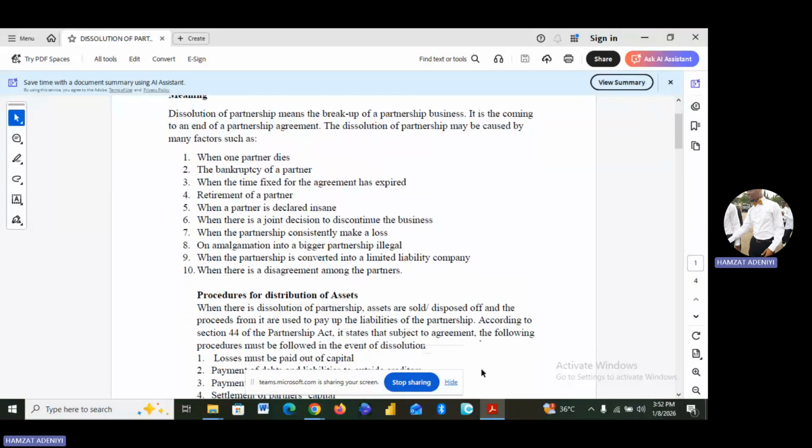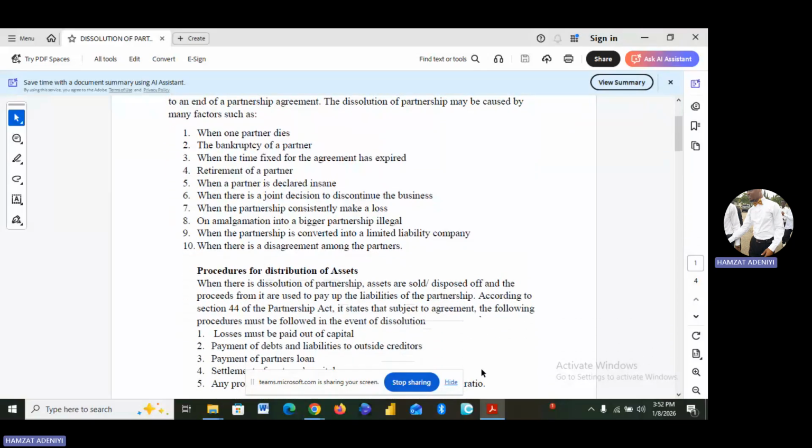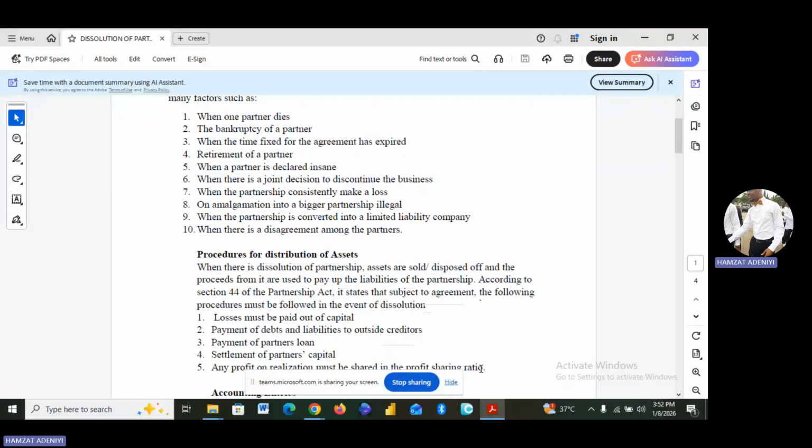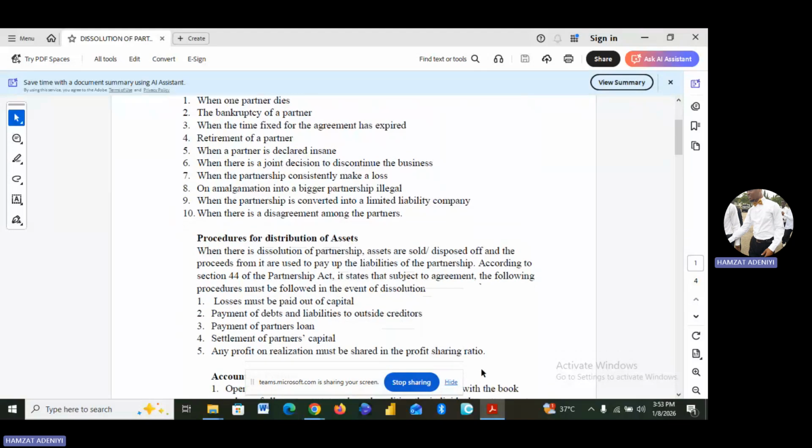Now, on a quick note, let's look at the procedures for distribution of assets in the case a partnership business ceases to exist. We are going to be focusing more on Section 44 of the Partnership Act, which says that subject to agreement, the following procedures must be followed in the event of dissolution of a partnership business. Number one is that losses must be paid out of capital. Two, payment of debt and liability to outside creditors.